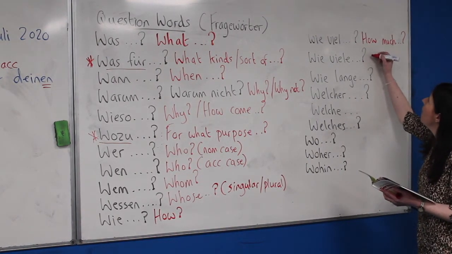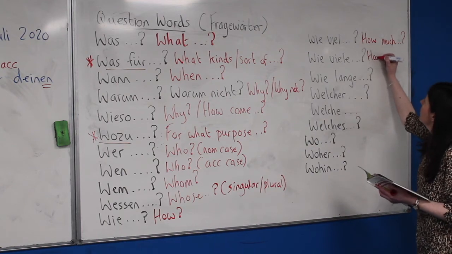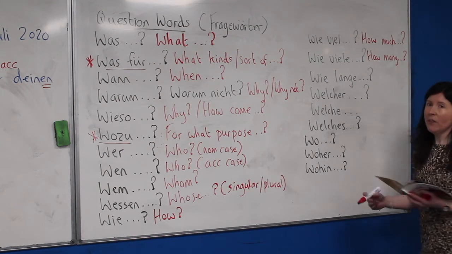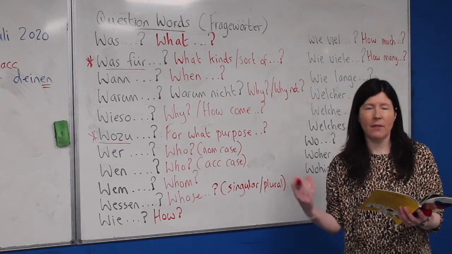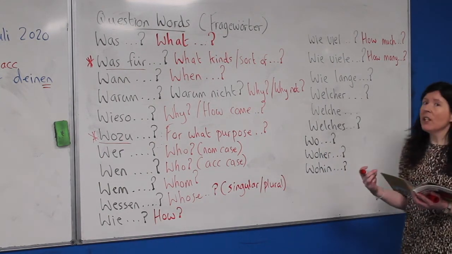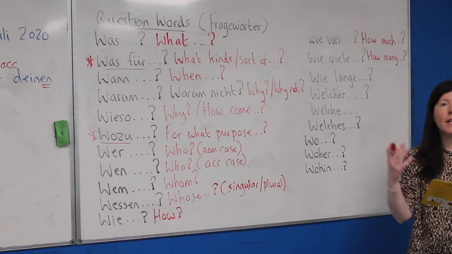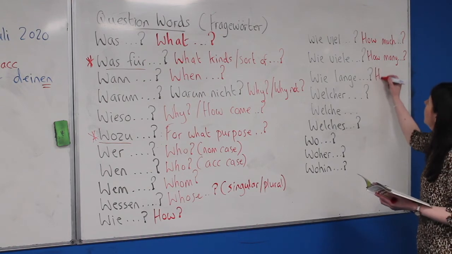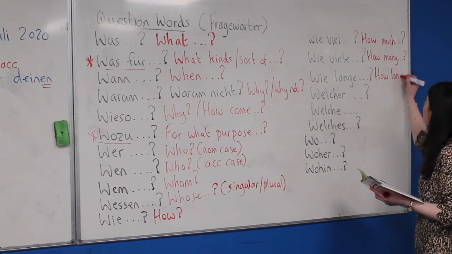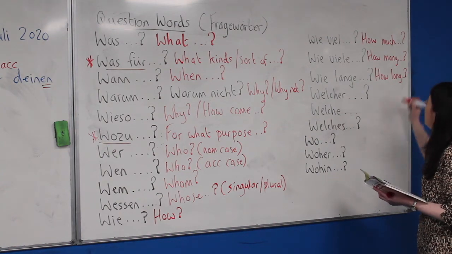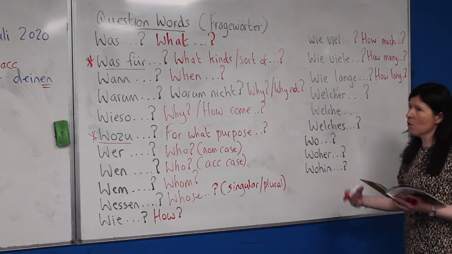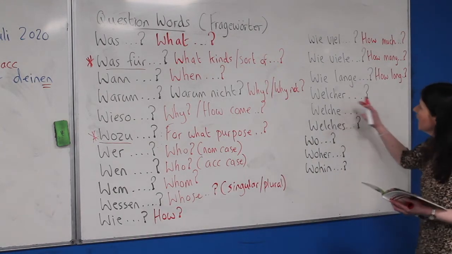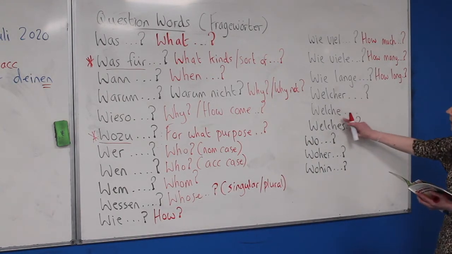Wie viele, how many? They might want to know, your pen pal is asking you, wie viele Hobbys hast du? How many hobbies have you? Wie viele Sportarten gibt es in Deutschland? How many types of sport are there in Germany? Wie lange is how long. Okay. Wie lange hast du in Deutschland verbracht? How long did you spend in Germany? Something like that. Then you've got this welcher, welche.